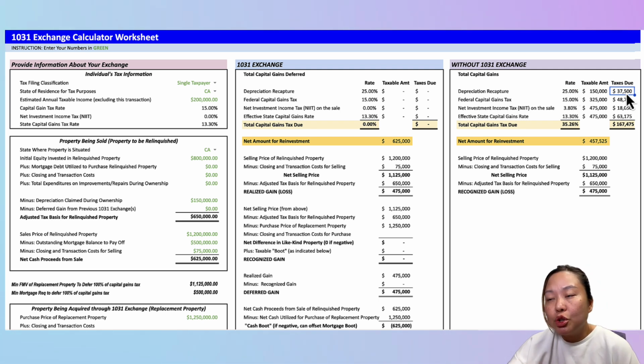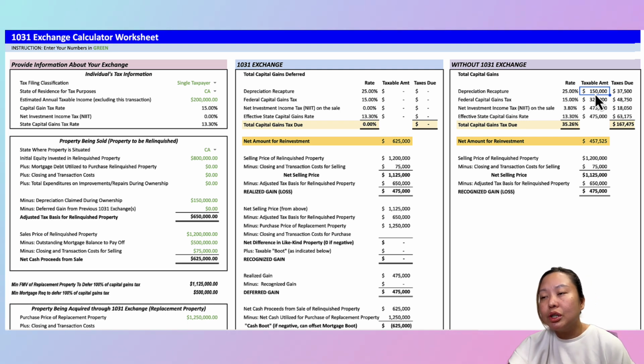So this is your tax due on that depreciation recapture, because based on the calculation you have a recognized gain of 475K. Out of that 475K, the 150K is taxed at the 25% for depreciation recapture, and the rest is being taxed at your federal capital gain tax rate. It varies because of your income and your filing status. It's estimated your capital gain tax rate is 15%, right?